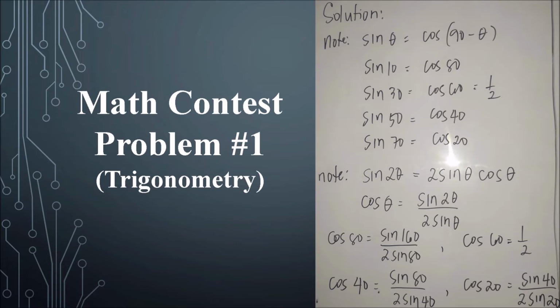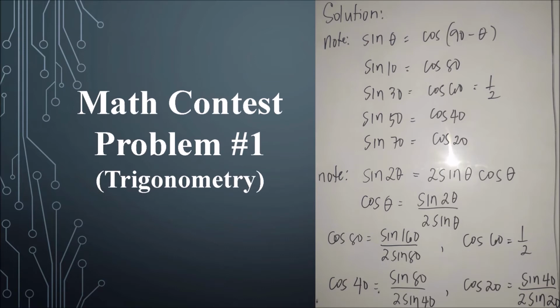Note also that sine 2 theta is equal to 2 sine theta cosine theta. From that, we isolate cosine theta, and the result is cosine theta is equal to sine 2 theta over 2 sine theta. And getting the values of cosine 80, cosine 60, cosine 40, and cosine 20, we have cosine 80 is equal to sine 160 over 2 sine 80.